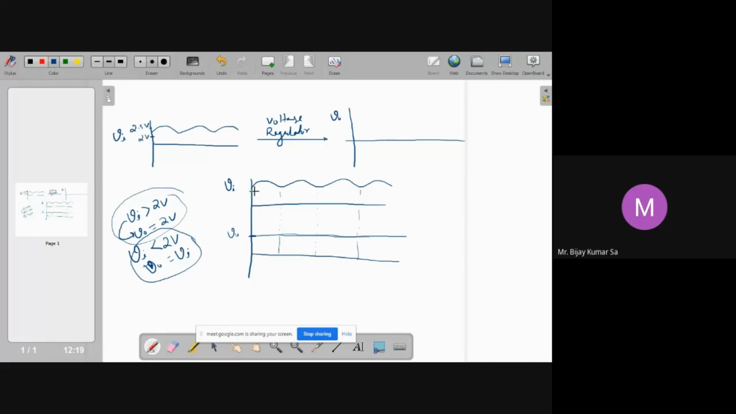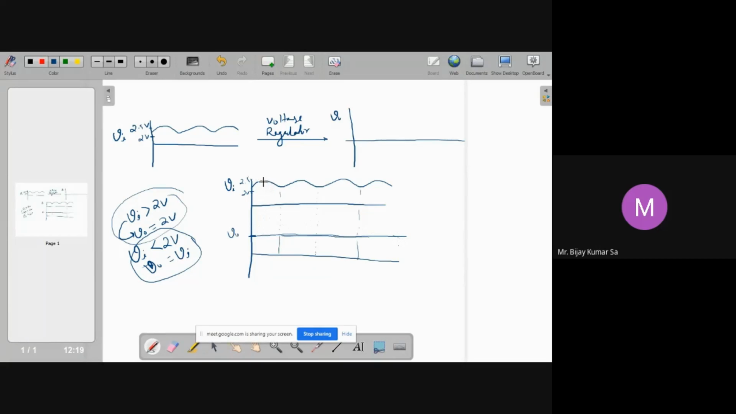So whenever Vi is greater than 2 volt, this is 2 volt, this is 2.5. Whenever Vi is more than 2 volt, you see the rule here, V output will be 2 volt. Whenever Vi is less than 2 volt, Vo is equal to Vi. But in our case, Vi is always more than 2 volts. So that's why the V out will be a constant 2 volt at the output.